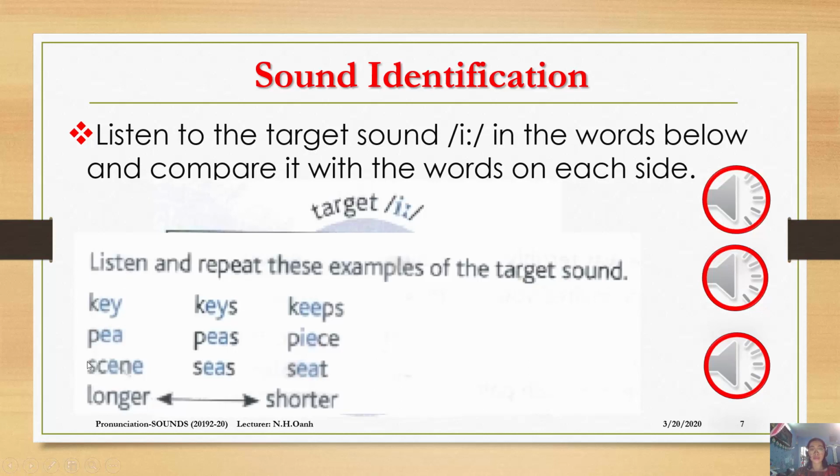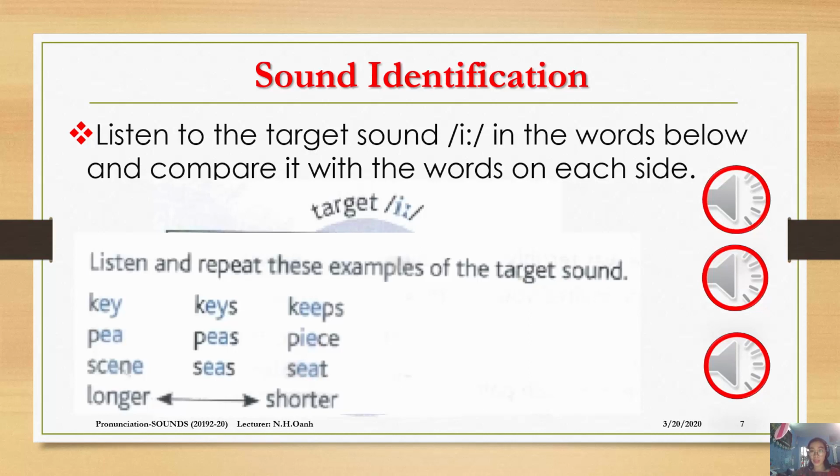We can see that when we pronounce the words in the first column, the vowel sound E tends to be longer. But because we are adding some ending consonant after the vowel sound E, it tends to be pronounced shorter in comparison with the words in the first column.